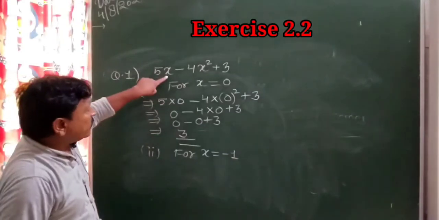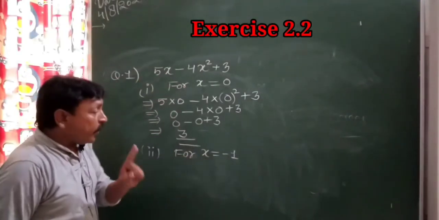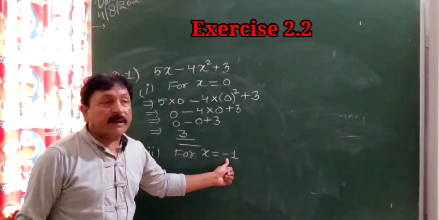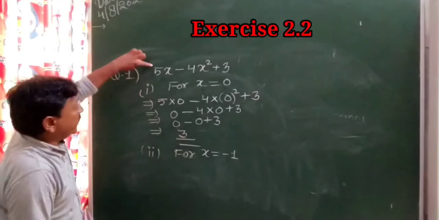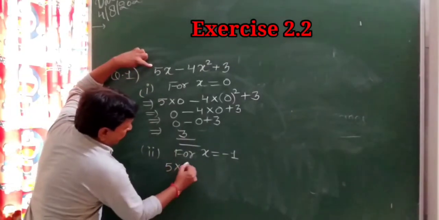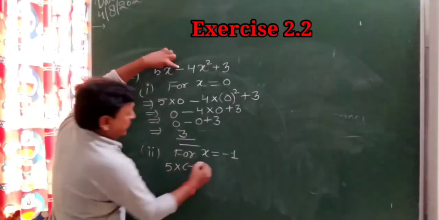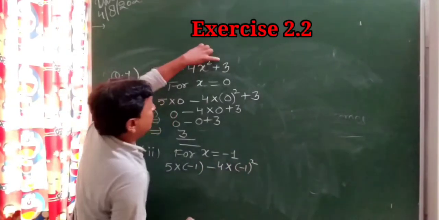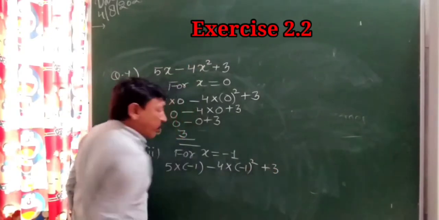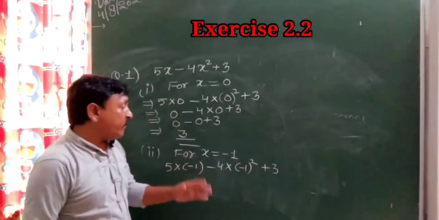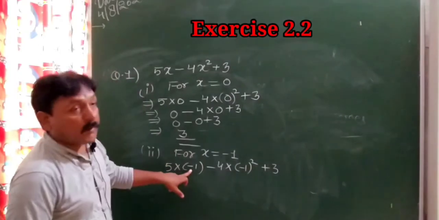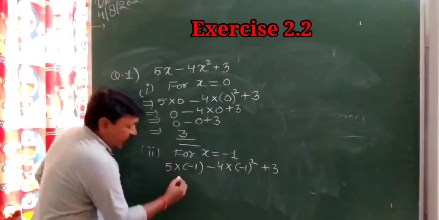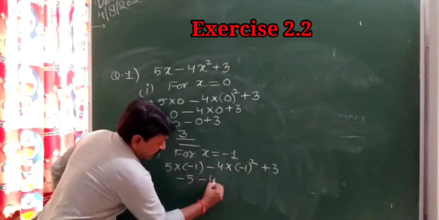So in place of x we will substitute the value -1, and always remember one thing: when we are putting a negative value, put it in brackets. Okay, now put 5 into (-1) minus 4 into (-1) square plus 3. Always keep this in mind: whenever you are substituting a negative value, always substitute it in brackets. 5 into -1 is -5, minus 4 into.